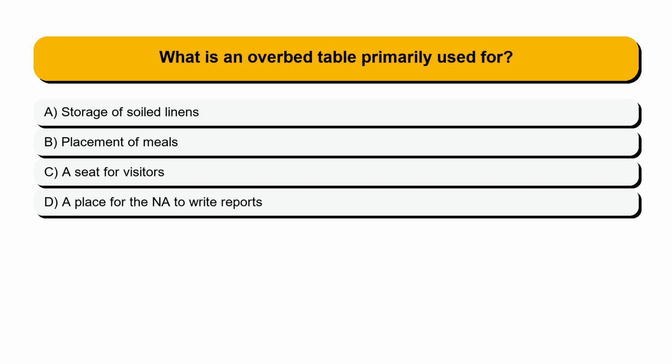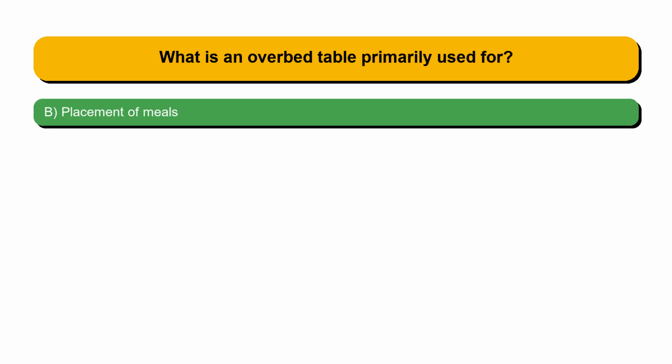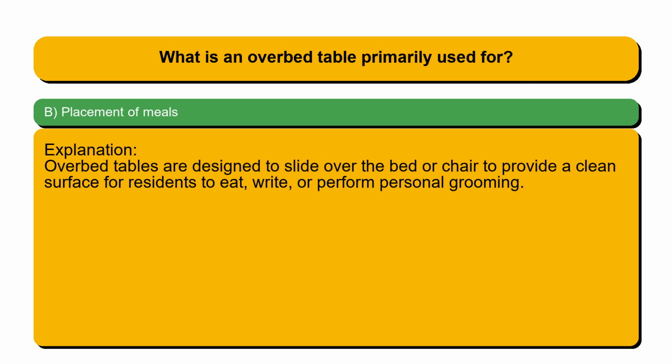Question 4. What is an overbed table primarily used for? Option A, storage of soiled linens. Option B, placement of meals. Option C, a seat for visitors. Option D, a place for the NA to write reports. The correct answer is option B, placement of meals. Overbed tables are designed to slide over the bed or chair to provide a clean surface for residents to eat, write, or perform personal grooming.